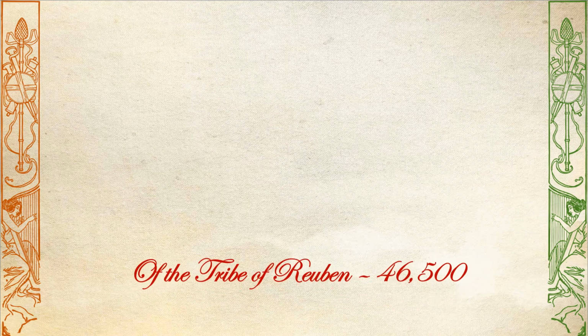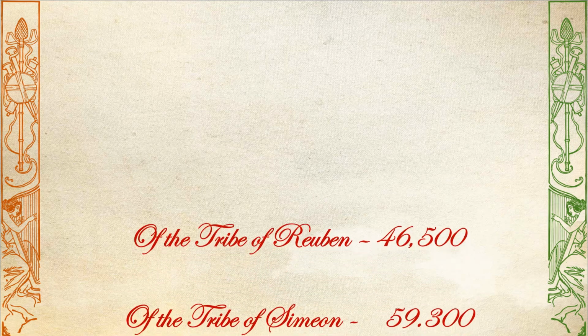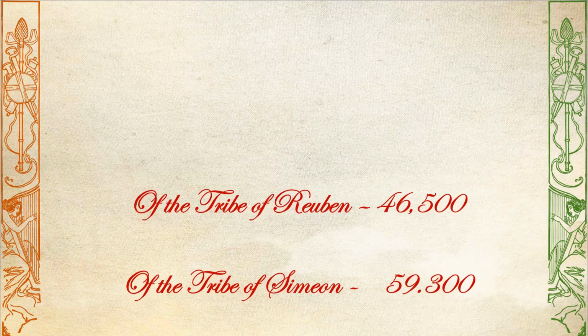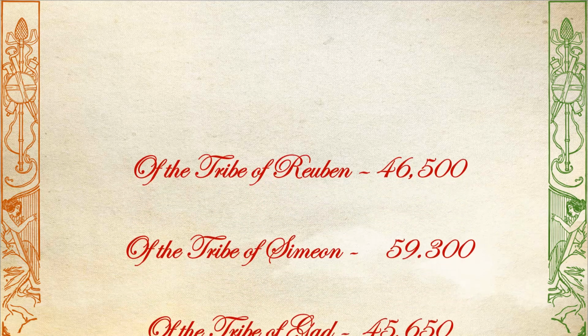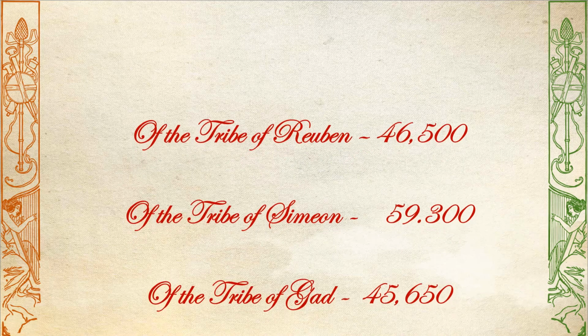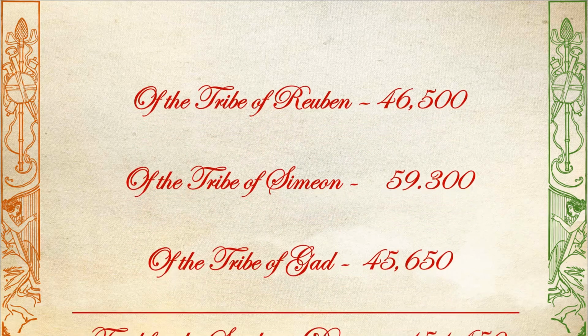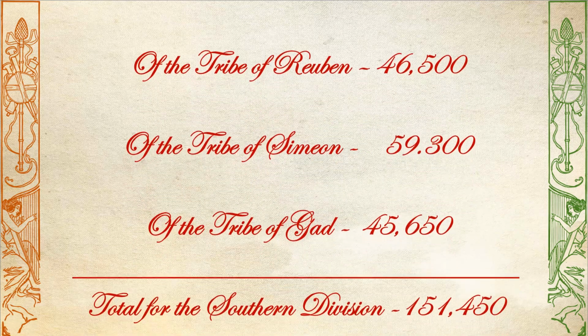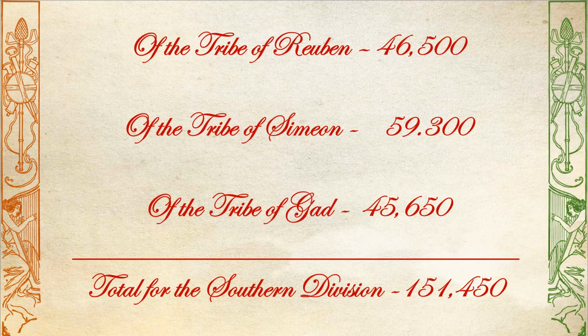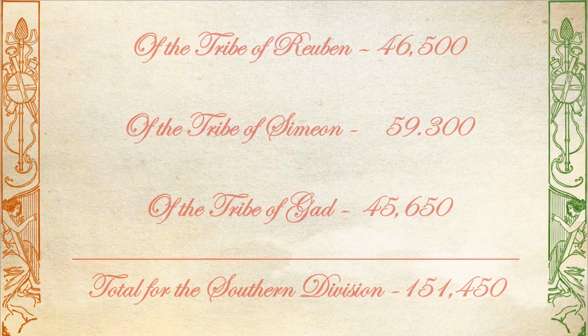The total number of the southern division of the army of Israelites is as follows. The tribe of Reuben, 46,500. The tribe of Simeon, 59,300. The tribe of Gad, 45,650. A total of 151,450.